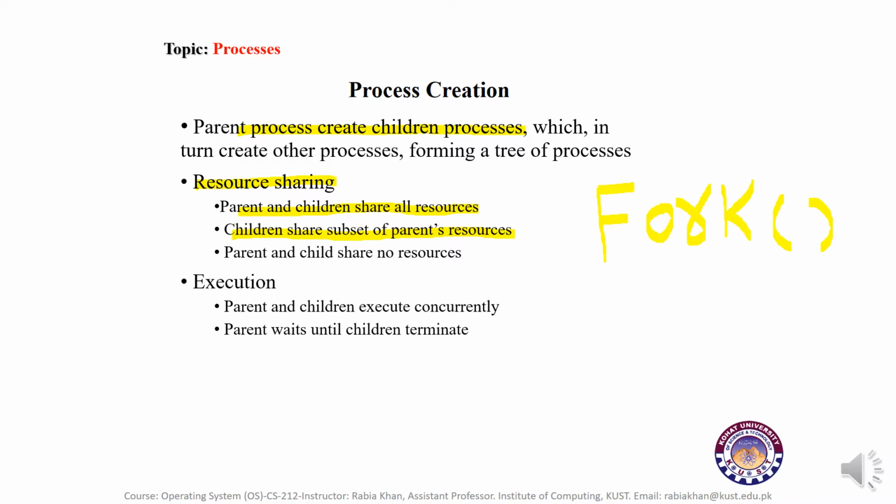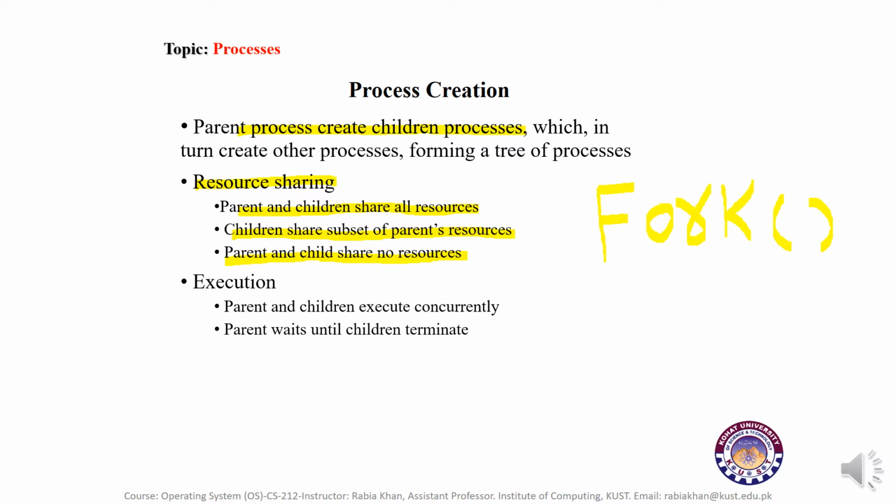Either they can share all the resources of the parents, or they can share some of the resources, a subset of the resources. And there can be a situation when parent and children share no resources. The parent treats children processes as independent processes and asks them to request their own resources from the operating system. So this is the third case, when the parent does not allow children processes to ask for the parent's resources. Instead, the parent process treats the children processes as independent processes and asks them to request the operating system for their own resources.